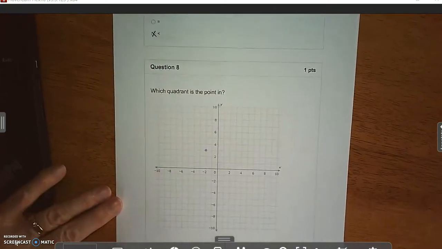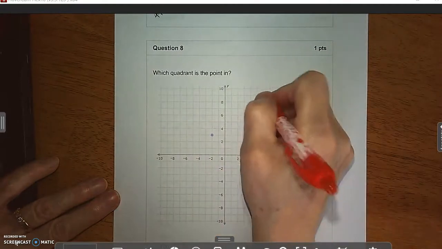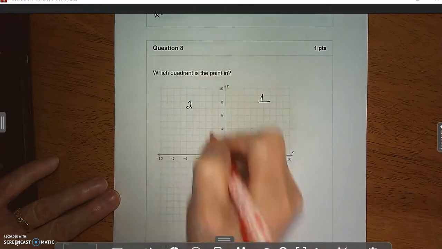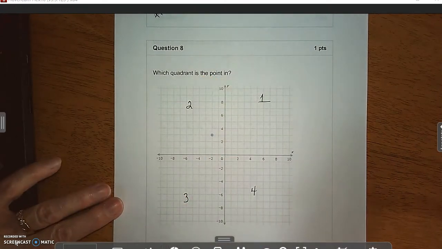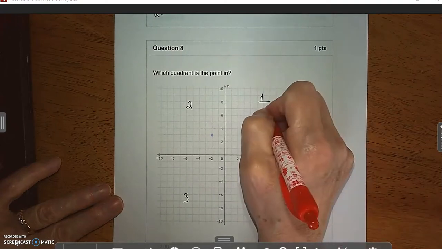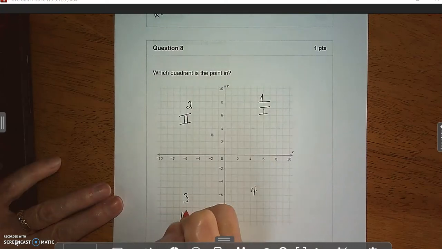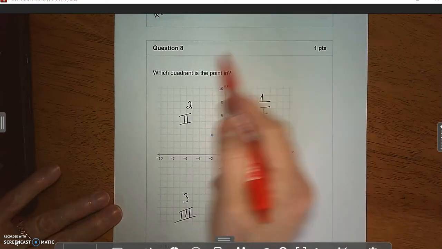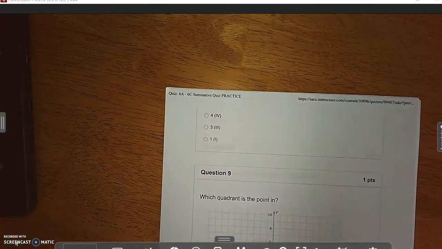All right, number 8 asks us what quadrant the point is in, and our point is right here. And remember, our quadrants are numbered counterclockwise. So this is 1, and this is 2, and this is 3, and this is 4. Oftentimes you'll see those as Roman numerals. They would look like this: 1, 2, 3, and 4. And so you can see that our point here is in quadrant 2. And so we would mark quadrant 2 right here.